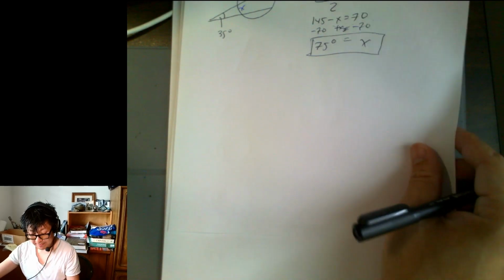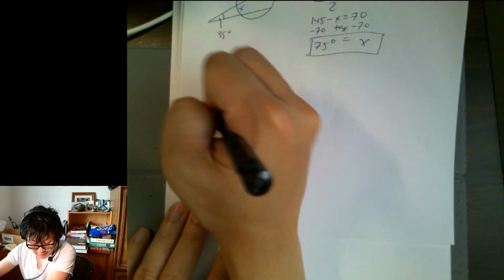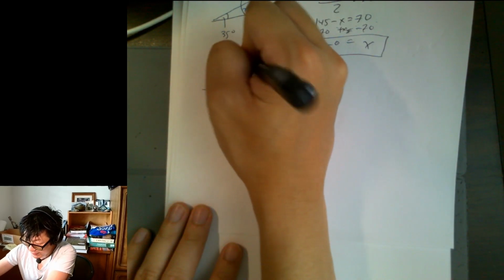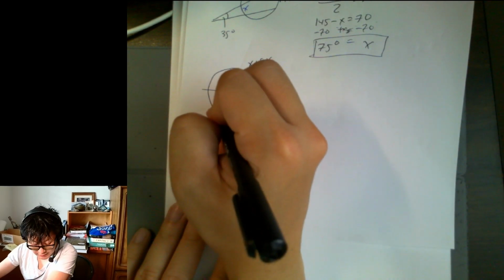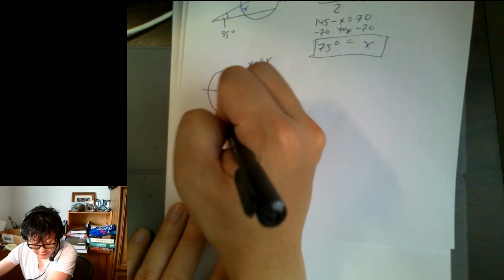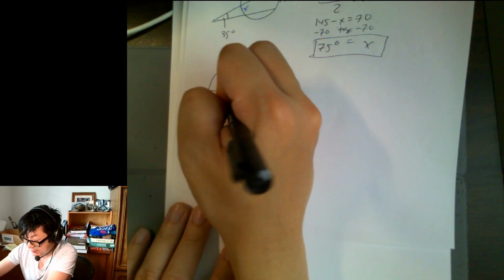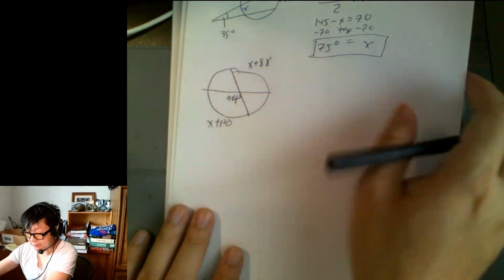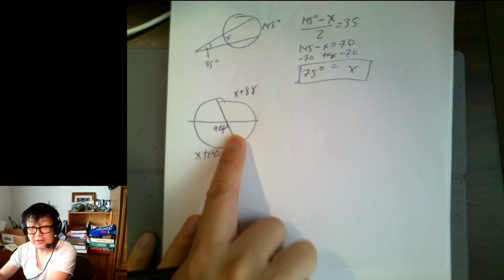Here's another example. Let's say I have this. I have x plus 88 here. I have x plus 100 here. And this angle is 94 degrees. This is an inside cross angle.